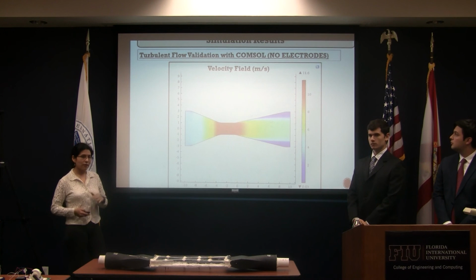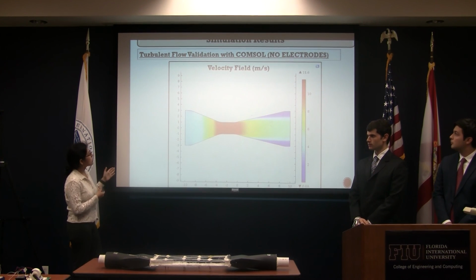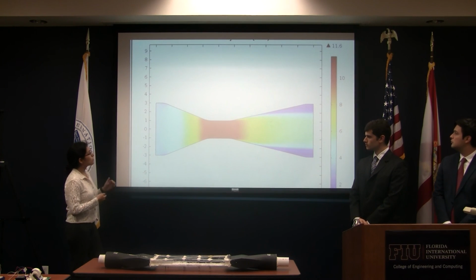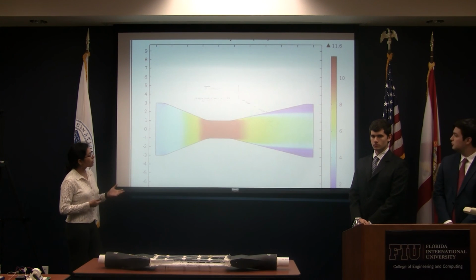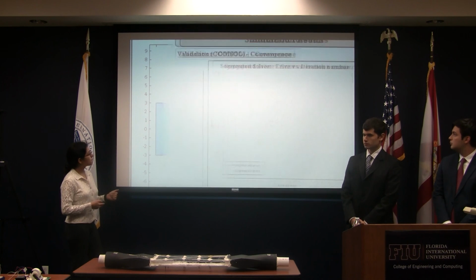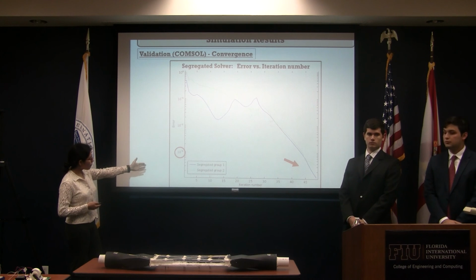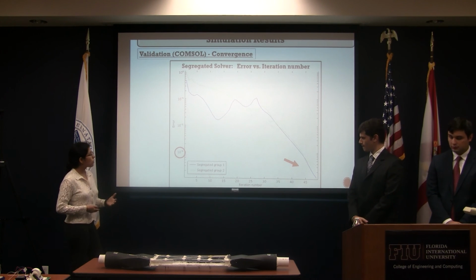In order to validate the simulation, using the same input parameters, we perform the simulation using COMSOL, which means that we are using a different algorithm to simulate the turbulent model and the flow separation, and we got the same results. You can see here the error analysis. We have an order of error of less than 10 to the negative 3, around 10 to the negative 4, which is also acceptable.